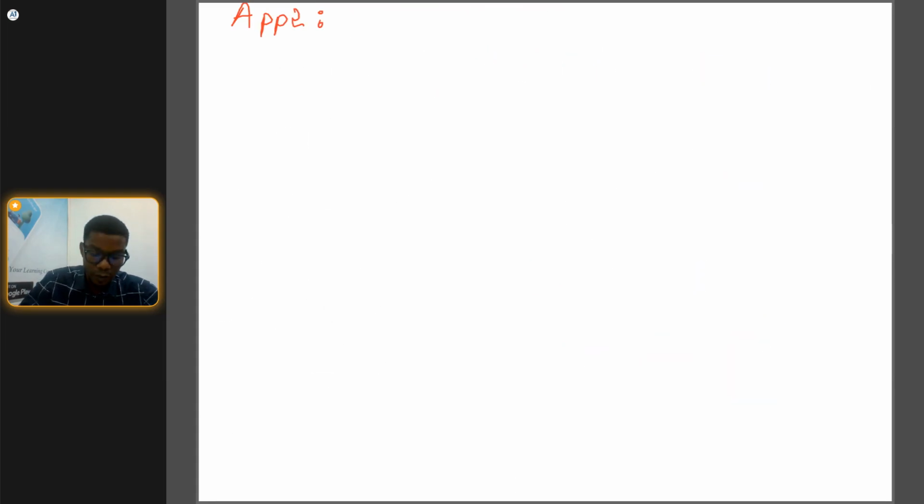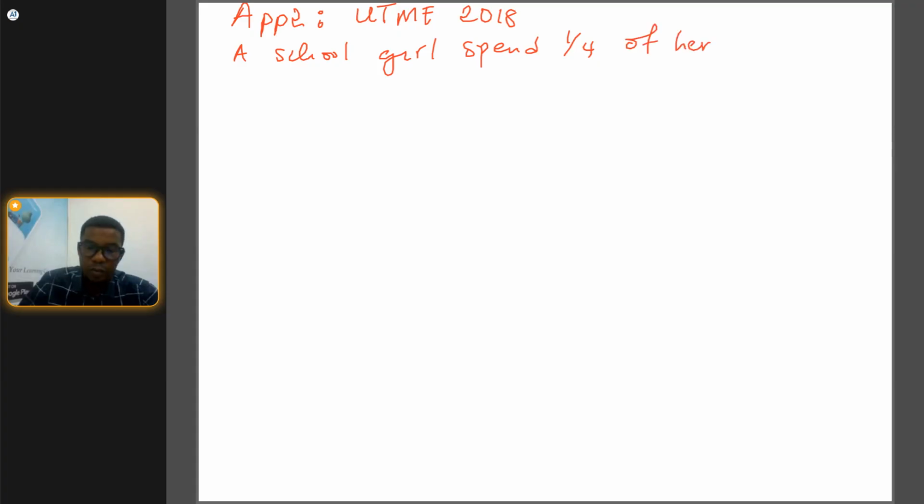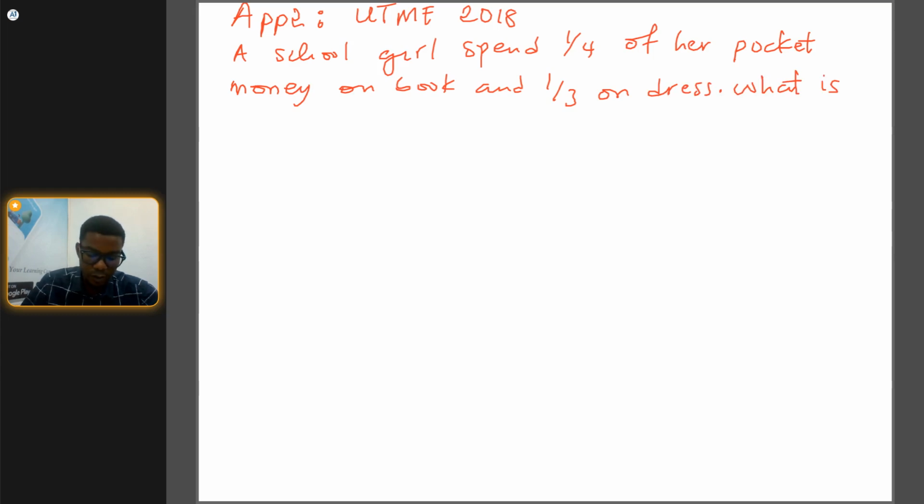App two. That's a UTME 2018. A school girl spent 1/4 of her pocket money on book and 1/3 on dress. What is the fraction left?